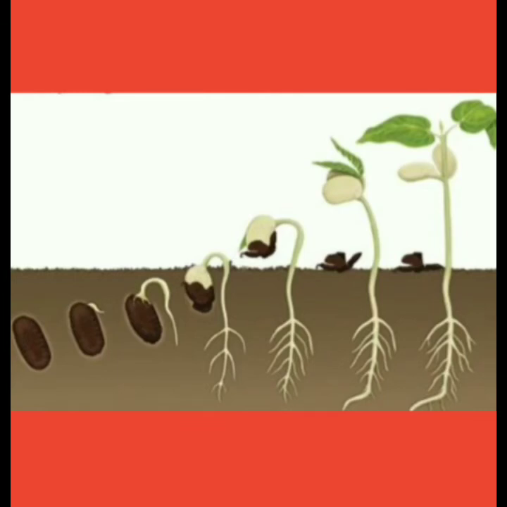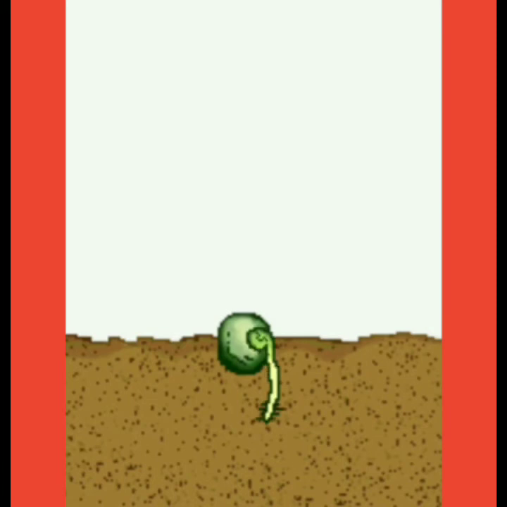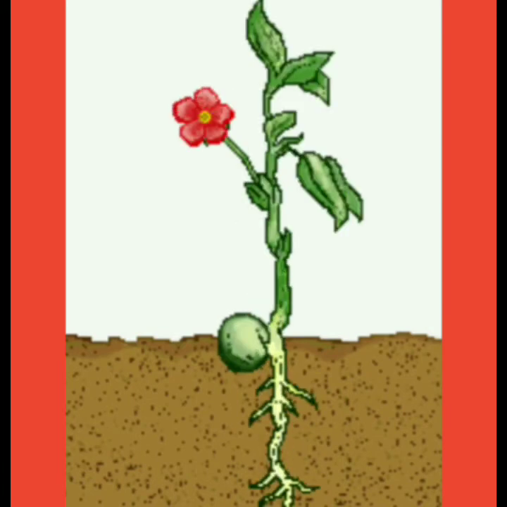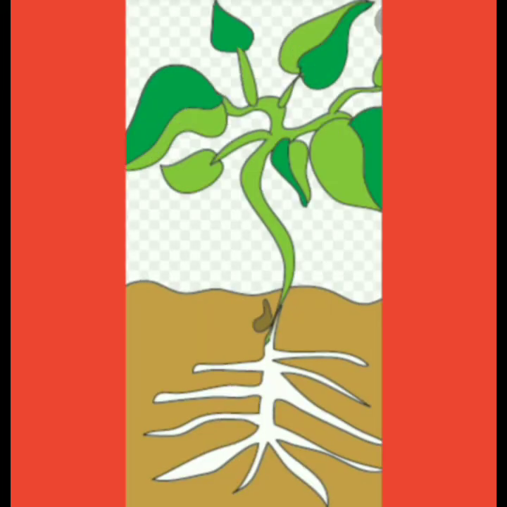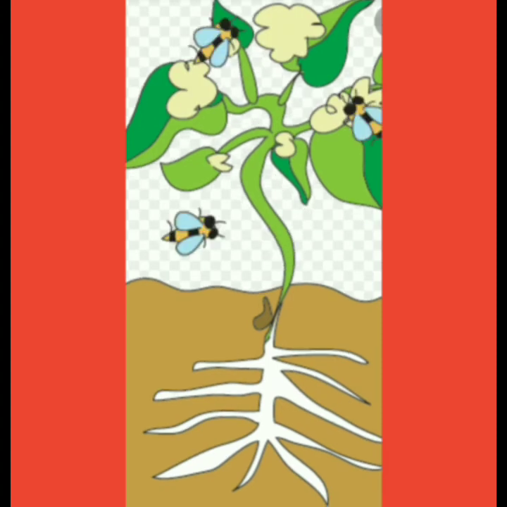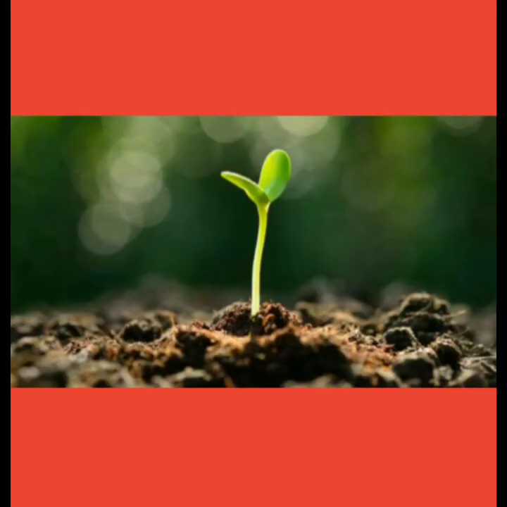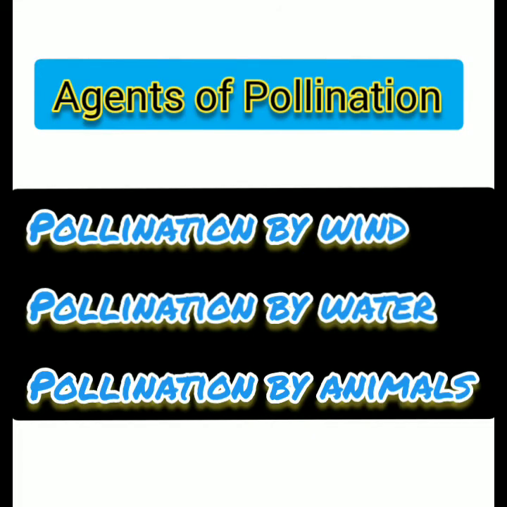Pollination is necessary for plants as it forms seeds. The seed contains the future plant or embryo which develops into a seedling. Seedling means tiny baby plant. Next is agents of pollination. The different agents of pollination are wind, water, and animals such as birds, bats, and insects.